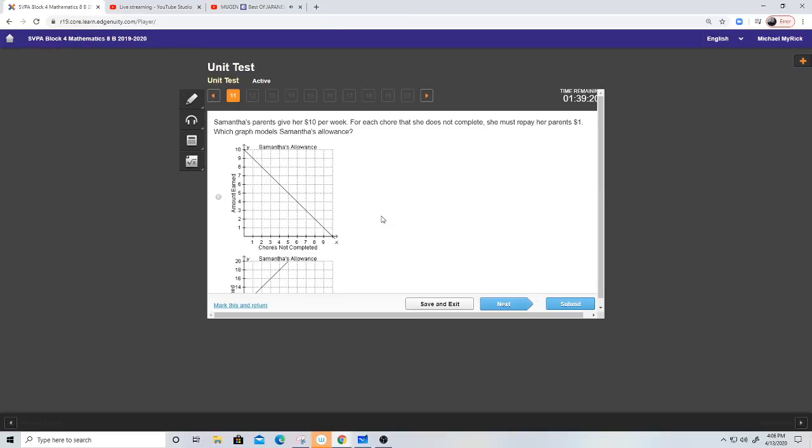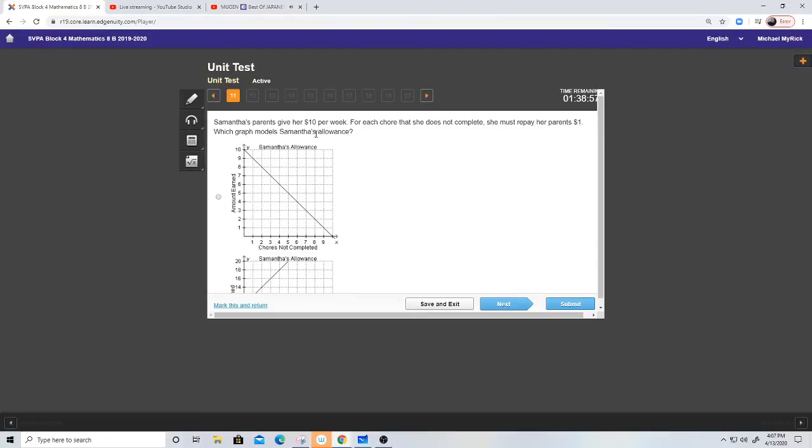Samantha's parents give her $10 per week. Miss Young would be so upset with me. Samantha's parents give her $10 per week. Pause. For each chore that she does not complete, she must repay her parents $1. Which graph represents Samantha's allowance?